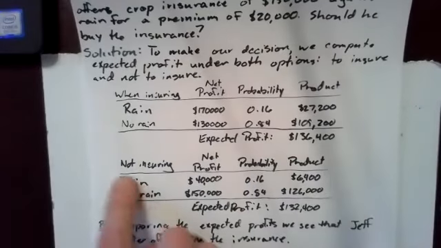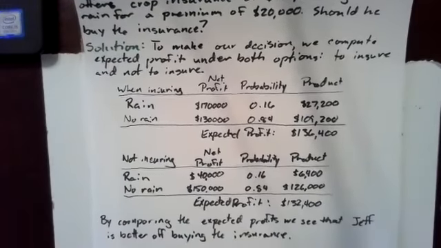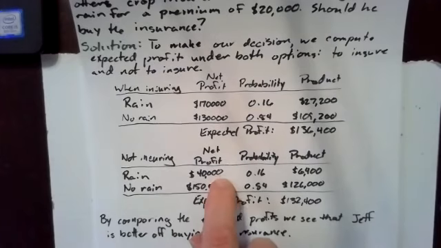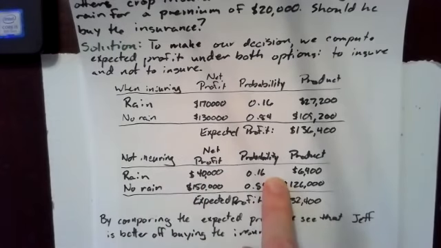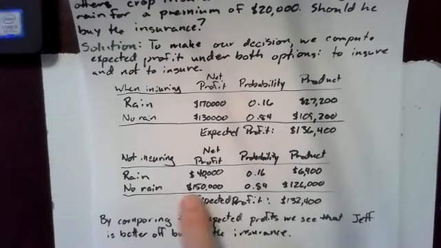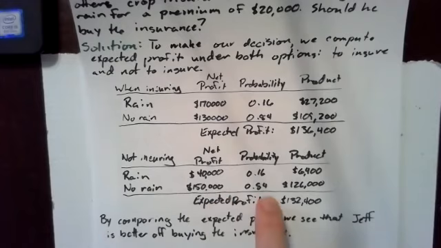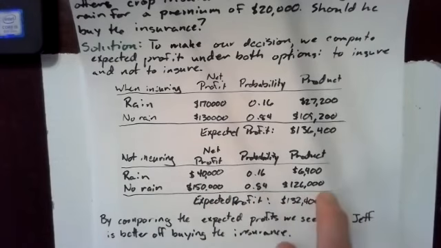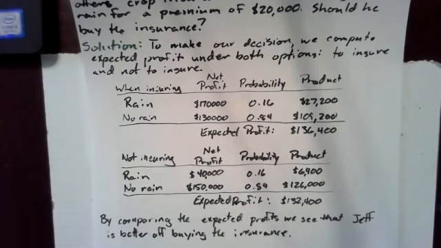Now, if he chooses not to insure his crop, if there's rain, his net profit is $40,000. It happens 0.16, 16% of the time, that's $6,400. If there's no rain, his net profit is $150,000, which happens 84% of the time for a total of $126,000. The expected profit is then $132,400. By comparing the expected profits, we see that Jeff is better off buying the insurance.